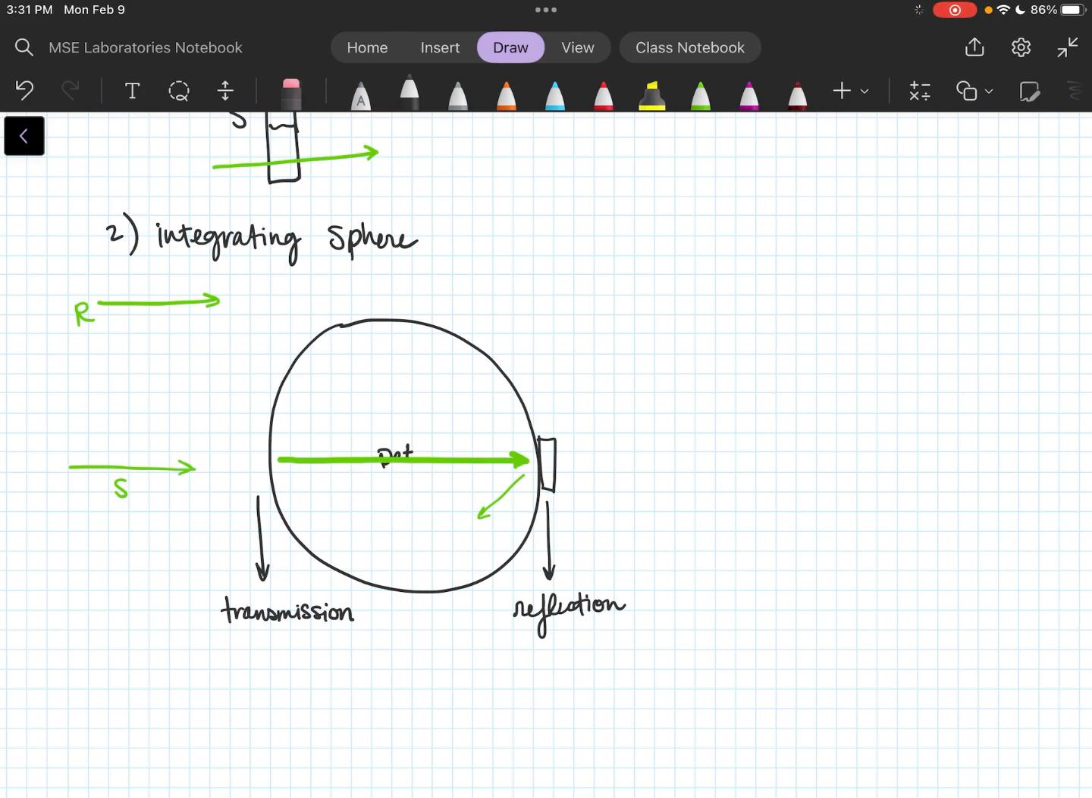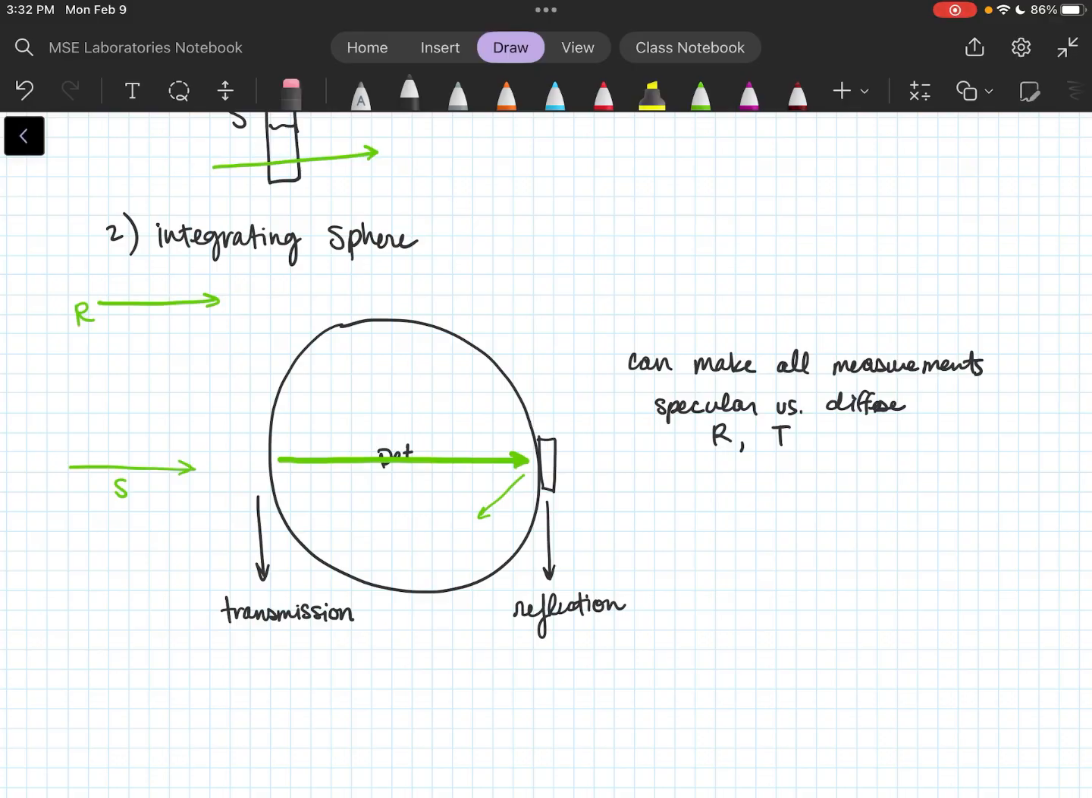There's a bunch more things you can do with an integrating sphere. You can actually have the sample sit hovering in the middle of the sphere, where you can get transmission and reflection all at the same time. But either way, what we're allowing here is not just transmission measurements. We actually even could measure specular versus diffuse reflection and transmission.